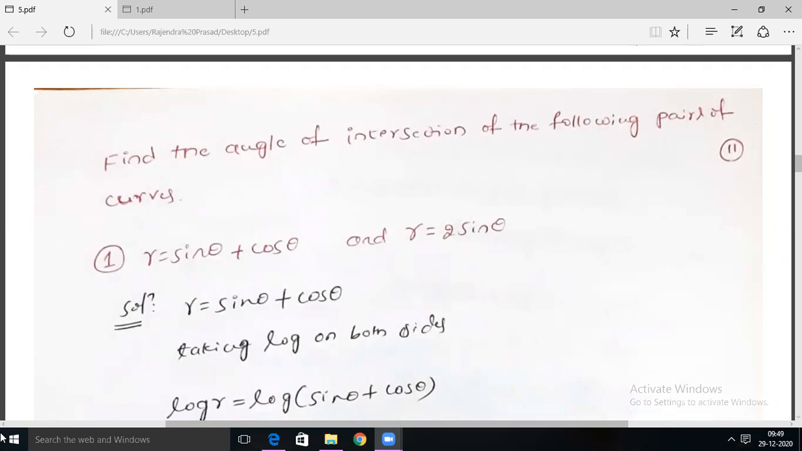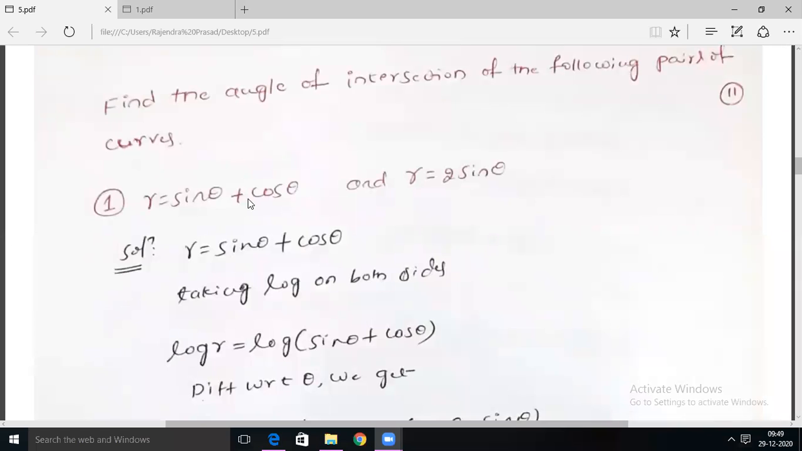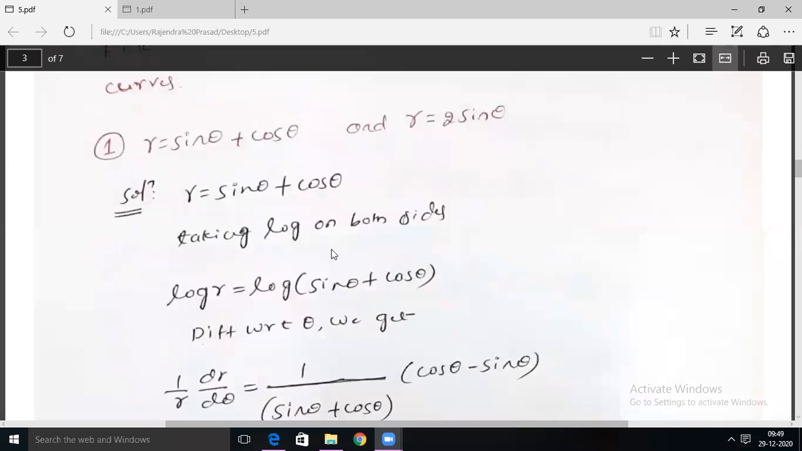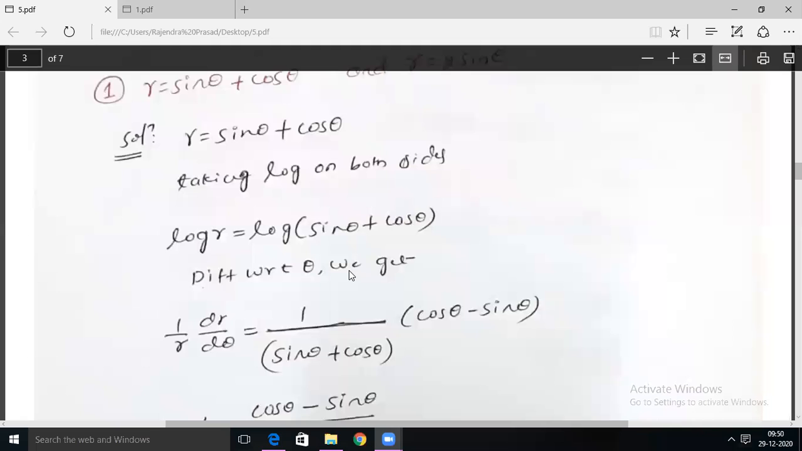Clear? See how. Again, we shall consider the problem number 1, where they gave two polar curves, r is equal to sin theta plus cos theta. Same procedure we have to follow, taking log on both sides. Log r is equal to log of sin theta plus cos theta. So no need to apply logarithm properties here, because in the previous problem we had log a into b, so we had to apply log a plus log b. Here there is no necessity to apply the logarithm property. Is that clear? So next, differentiate with respect to theta.